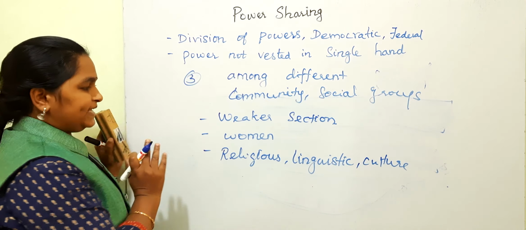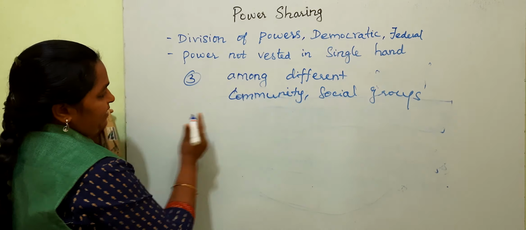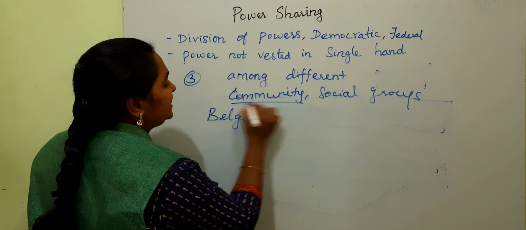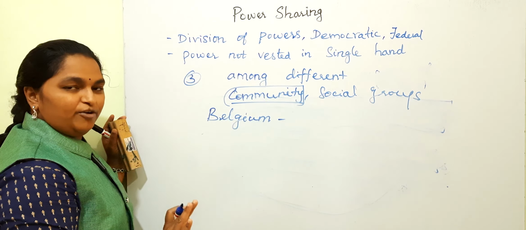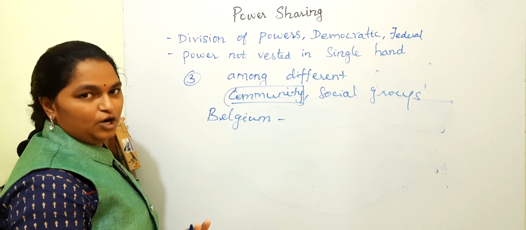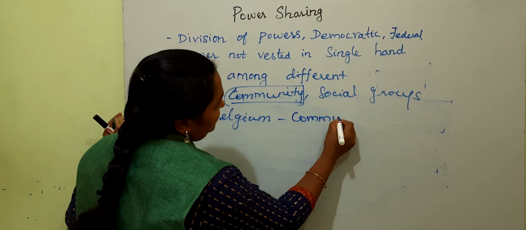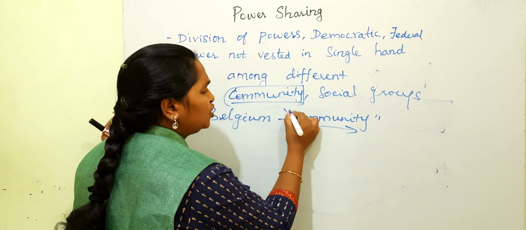A good example for this is the country Belgium. In Belgium, community government is there, one special government. In our country, there is no community government, only state government, union government and local government. But in Belgium, community government is there. For what purpose? It is really so good.